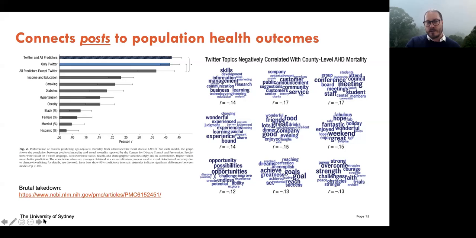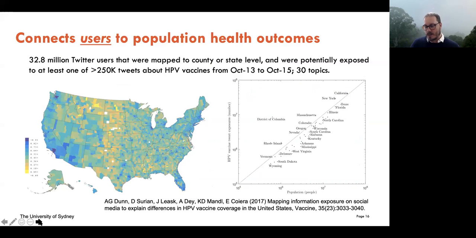And actually, we took a lot of the methods and the ideas that were published in this paper in 2015 when we tried to look at connecting users to population health outcomes. So rather than connecting posts to health outcomes, we were interested in whether we could predict HPV vaccine uptake. In fact, we did this at the state level, not the county level, which is probably a bit more boring, but I've got a picture of the county level information here anyway, just because it looks more interesting than the other ones.